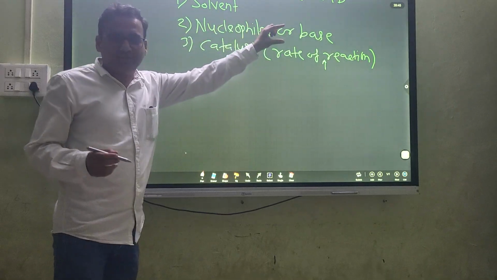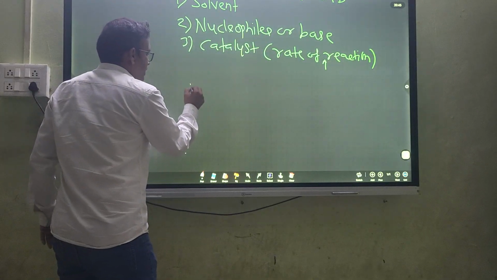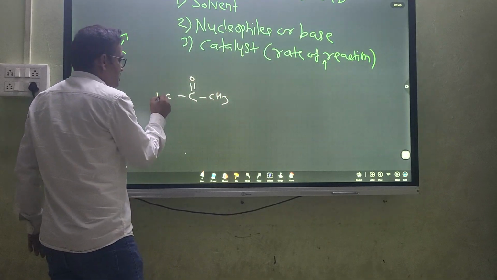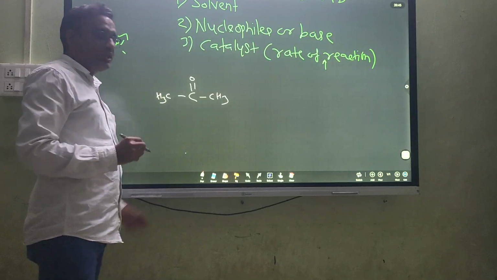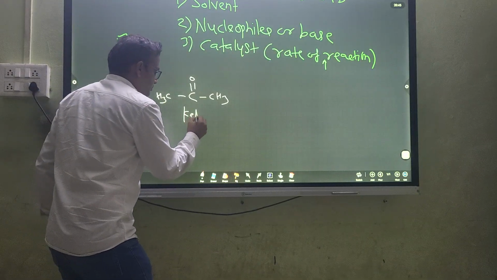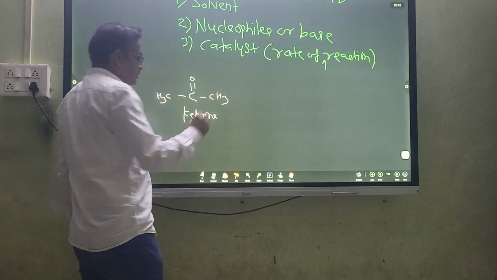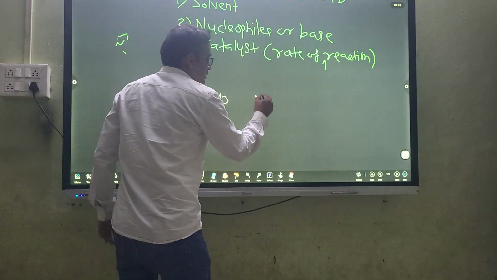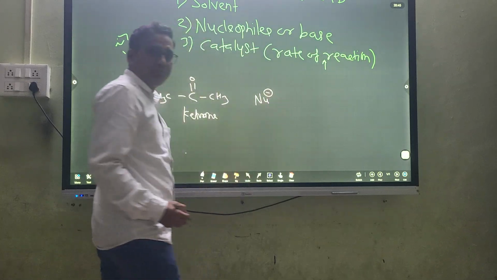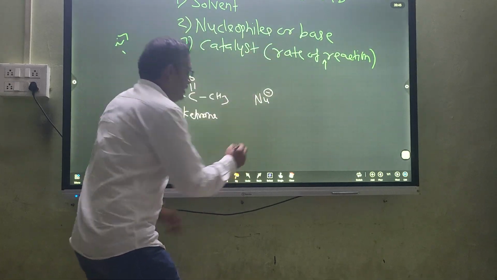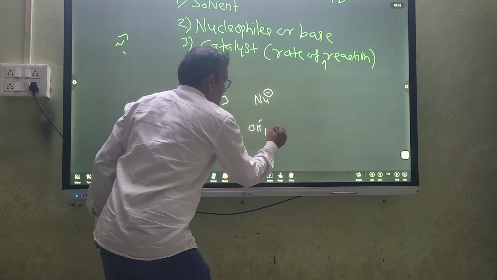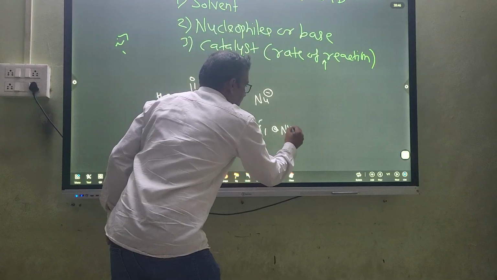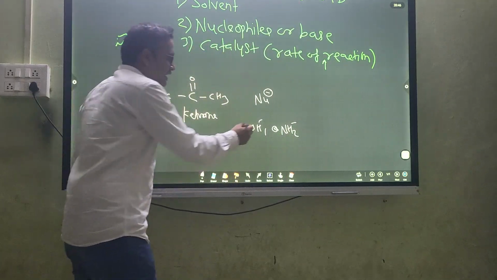Now the nucleophile and base. Suppose we have C double bond O with CH3 and CH3. This is a ketone. In a ketone, the nucleophile is denoted by Nu minus. Or the base may be OH minus or NH2 minus. These are very strong bases.